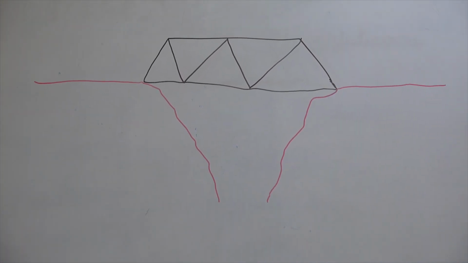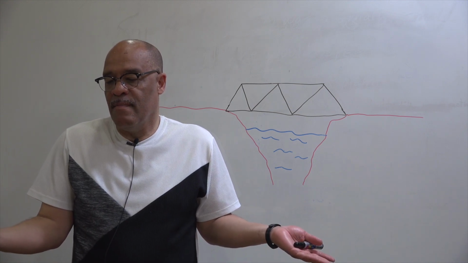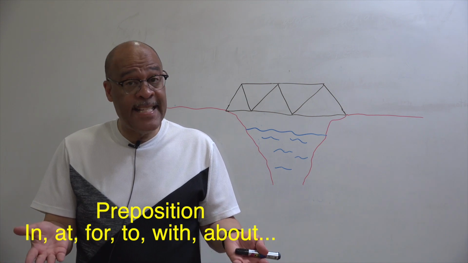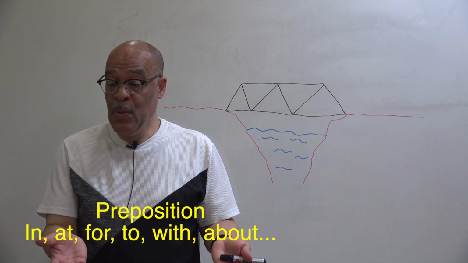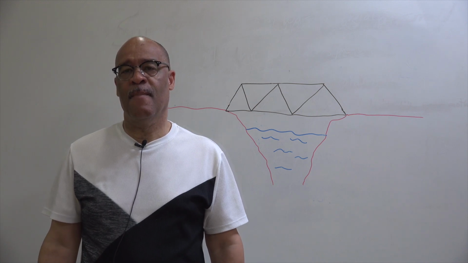All right, now we'll talk about prepositions. Prepositions are a very vital part of the English language. Prepositions, like conjunctions, form a bridge between words. Let me show you. Here is the bridge, and here is the land. Finally, the water. Let me give you some examples. You can see them here on the bottom of the screen. In, at, for, to, with, about. Those are just a few examples of prepositions.